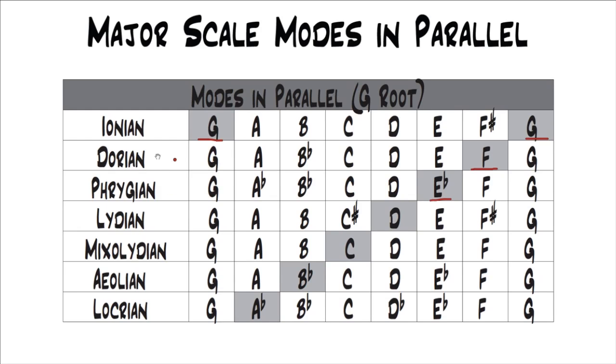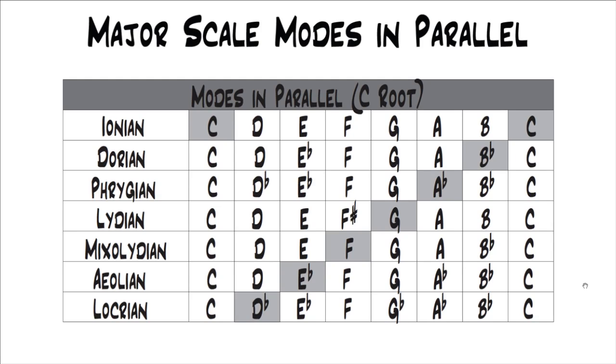So technically this G Dorian scale is an F major scale, just starting on G and ending on G. This G Phrygian scale is actually just an E flat major scale starting on G and ending on G. You've just created G as the new tonal center instead of E flat, or for Dorian, G is the new tonal center instead of F.